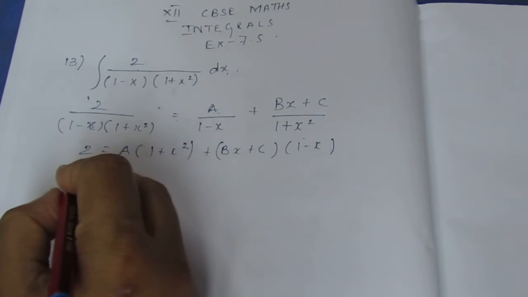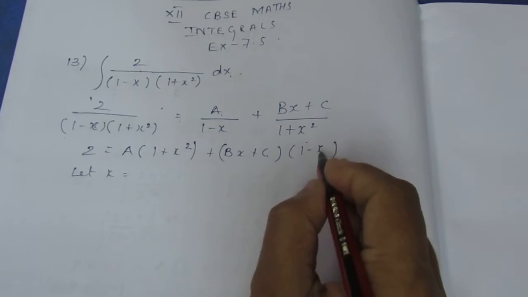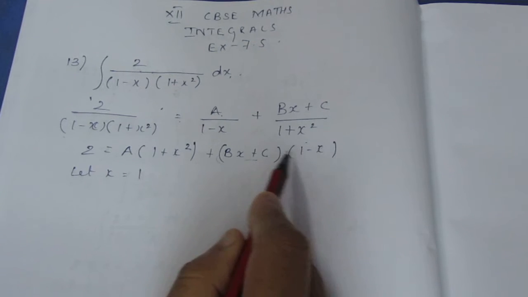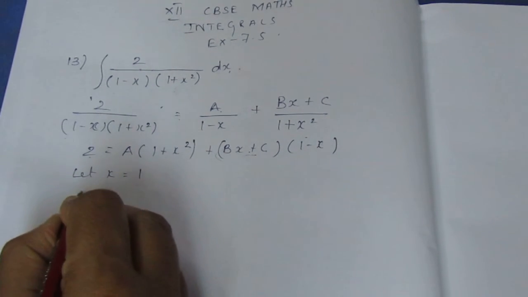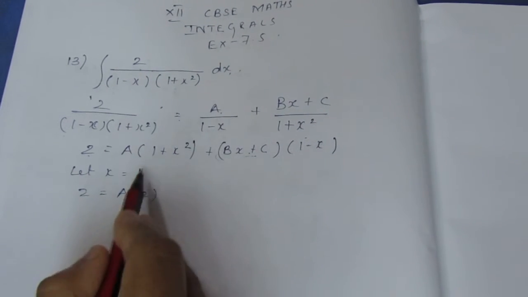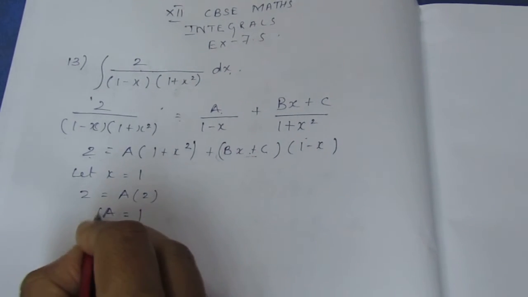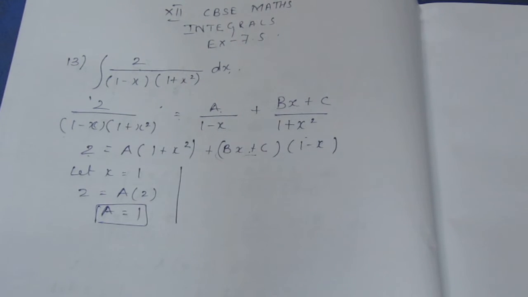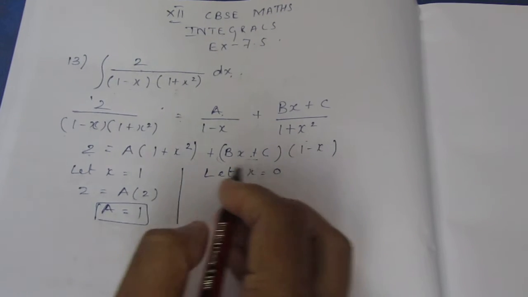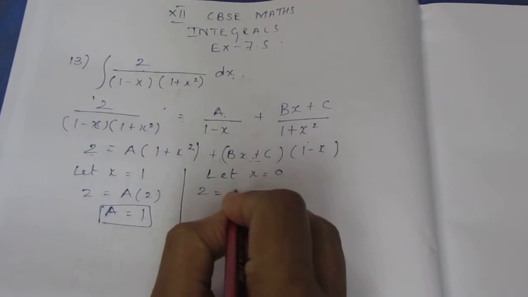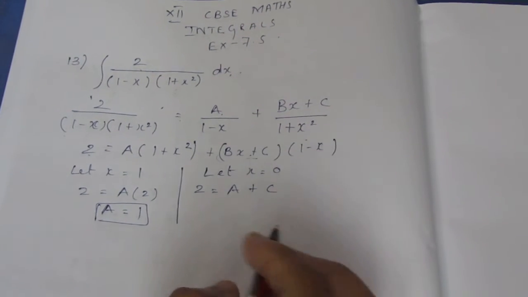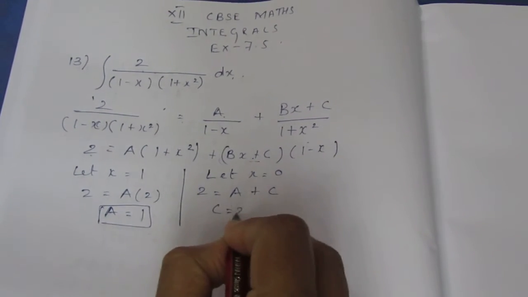Now without solving, let me substitute x is equal to 1. The whole second term becomes 0 because it is multiplied, and 0 into any number will be 0. So here we will be having only the a term: 2 is equal to a into 2, because 1 square is 1, so 1 plus 1 will become 2. So a is equal to 1. So we have got one term. Let me substitute x is equal to 0. It becomes 2 is equal to a plus c. We know a is equal to 1, so c will be equal to 2.